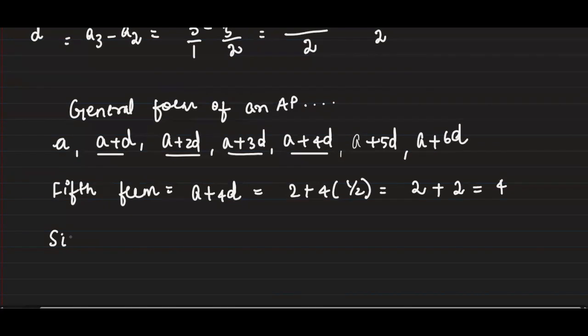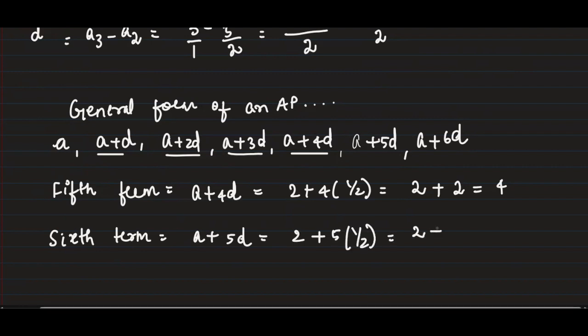Now let's find what is the sixth term. So sixth term is equal to a plus 5d. First term is 2, a is 2 plus 5 times of d value is 1 over 2, which is equal to 2 plus 5 by 2. Take an LCM. So 2, that will be 4 plus 5, which is equal to 9 over 2. So my sixth term is 9 over 2.